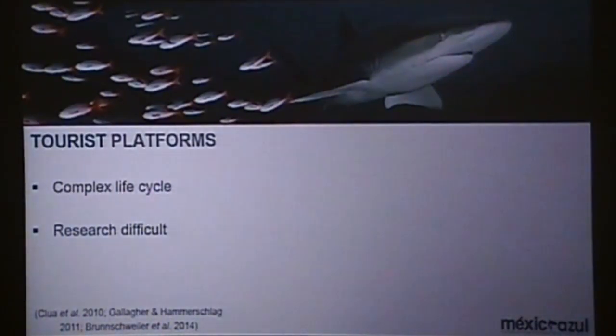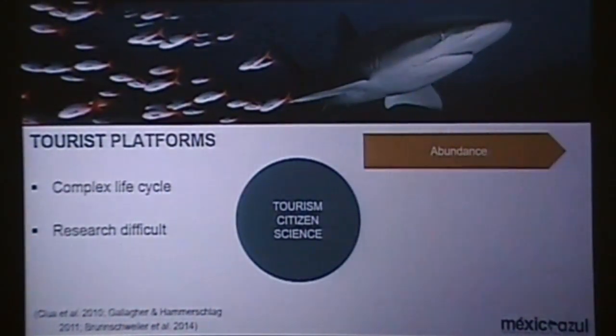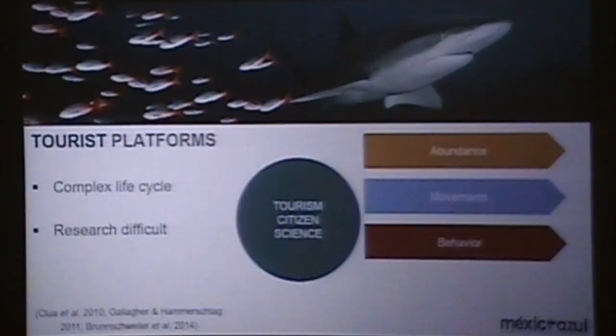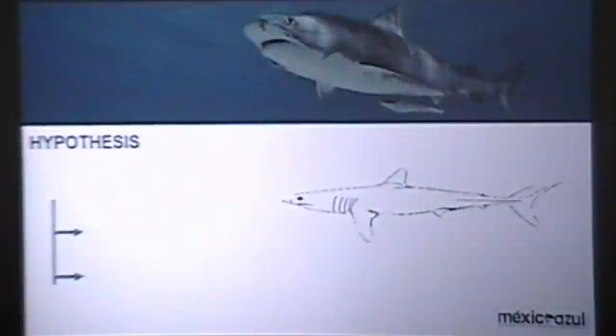So in the last few years, tourist activities and citizen science have emerged as an efficient method to study them, since they reduce the cost of studying these sharks. And you can study basic biology, such as abundance, movements, behavior, and distribution in some cases.